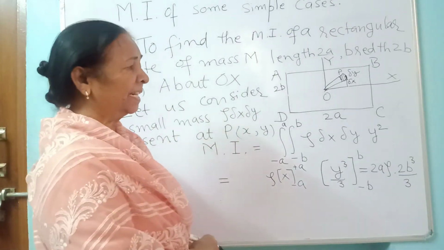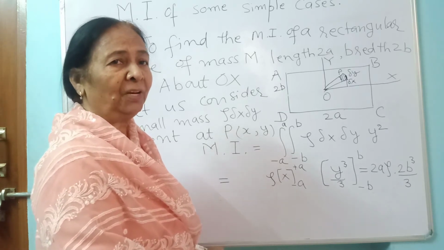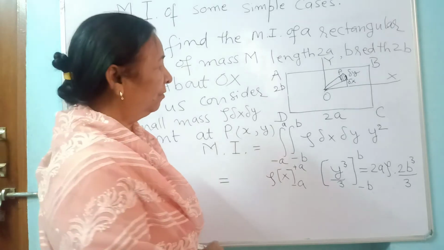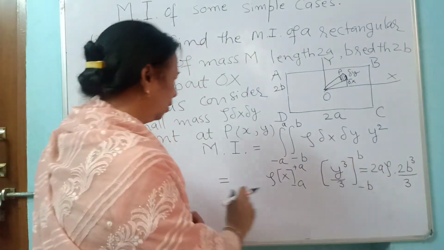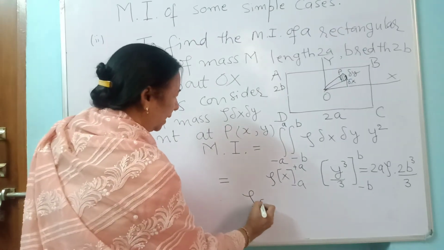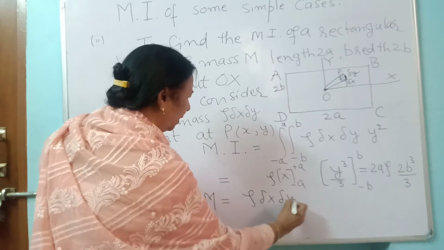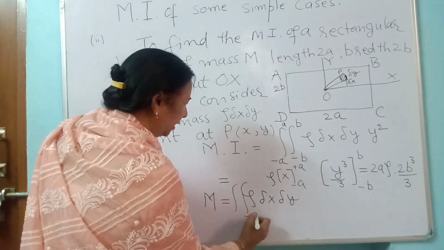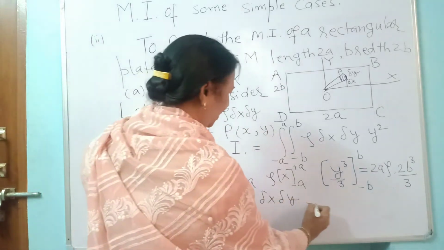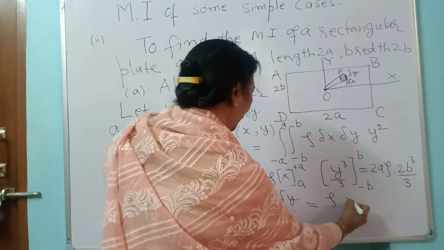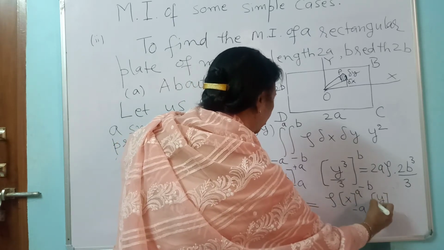Now, the next thing, as you can recall in the last case, what did we do? We found the mass. We found the value of this rho in terms of capital M. So what will it be? Mass will be the double integral of rho delta x delta y within the limits minus a to a, minus b to b. So it will be rho times x within the limits minus a to a, then y within the limits minus b to b.